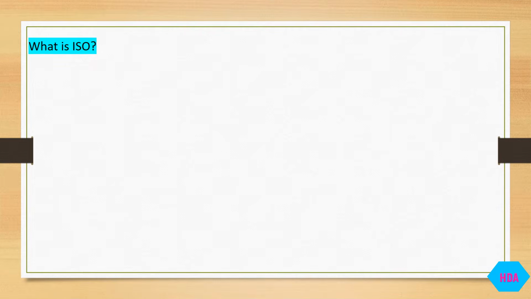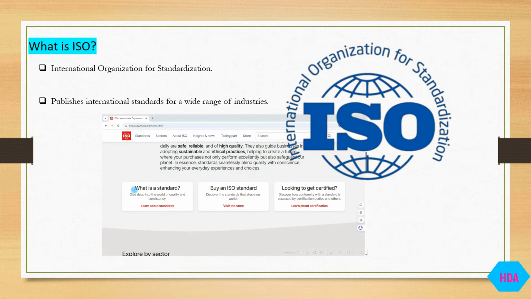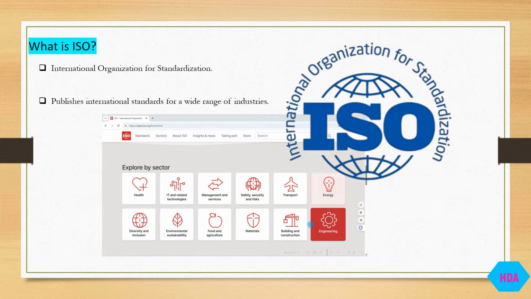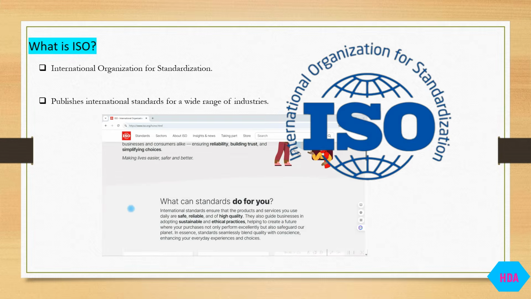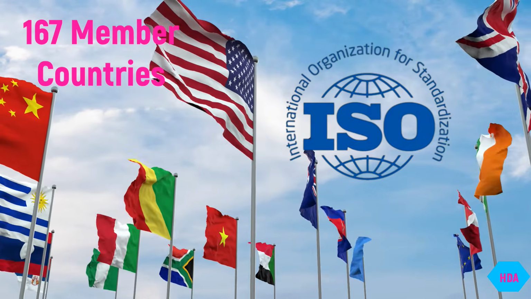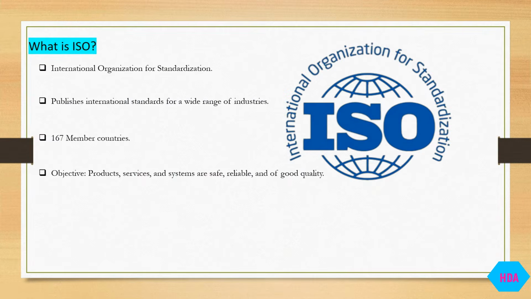So, the first question that we need to understand is what is ISO? It stands for International Organization for Standardization. ISO is an independent, non-government organization that develops and publishes international standards for a wide range of industries. It has a total of 167 member countries which participate in the development of the standards. And the objective of all the standards developed by ISO is to ensure that products, services and systems are safe, reliable and of good quality.